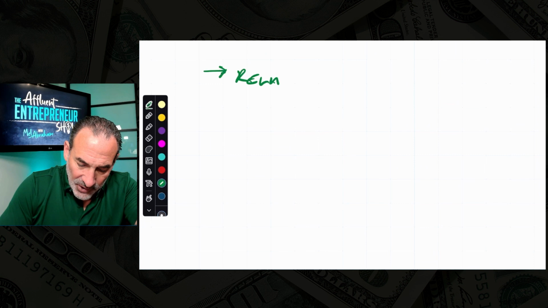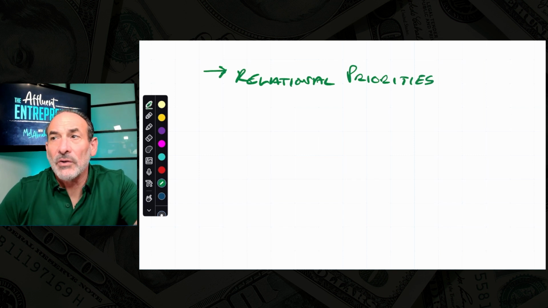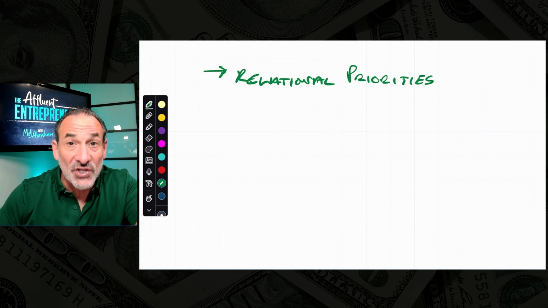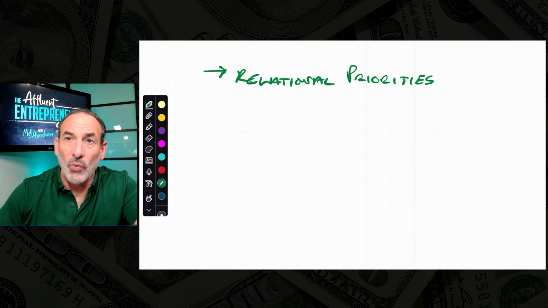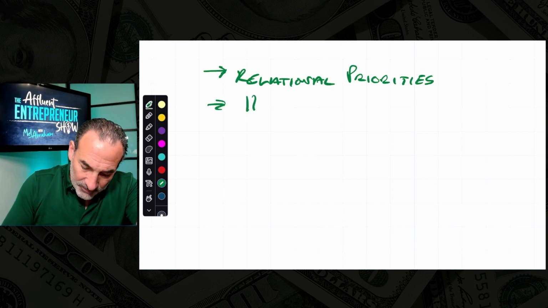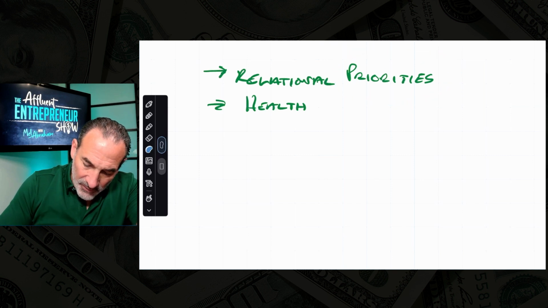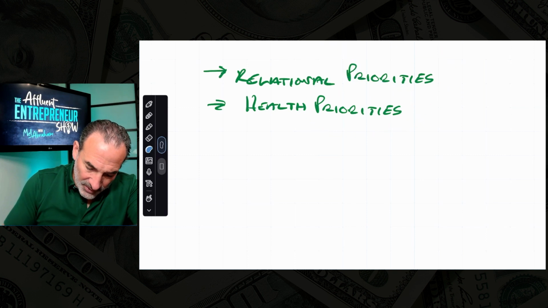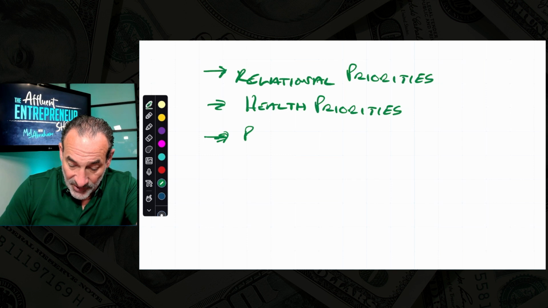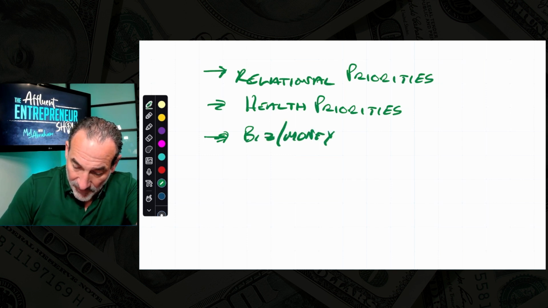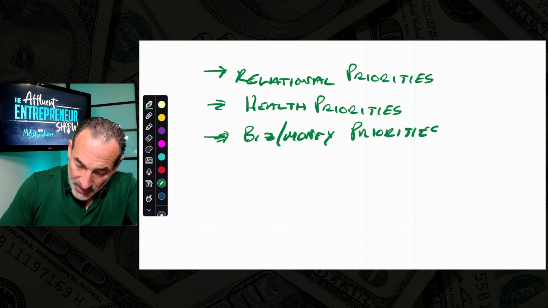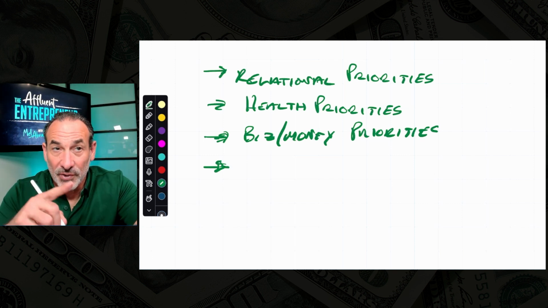One is, what are my relational priorities? What are the relationships that you want to deepen? What are the relationships that you want to strengthen? What are the relationships you want to start? Okay? What are the things that need to come into place? So what I'm doing now is starting to understand what are the priorities that I want to create for the next 12 months. And I look at them from a relational standpoint, a health standpoint, okay? So health priorities. Then I look at business/money priorities. Okay. And this last one we'll get to in a second, but it's really important.